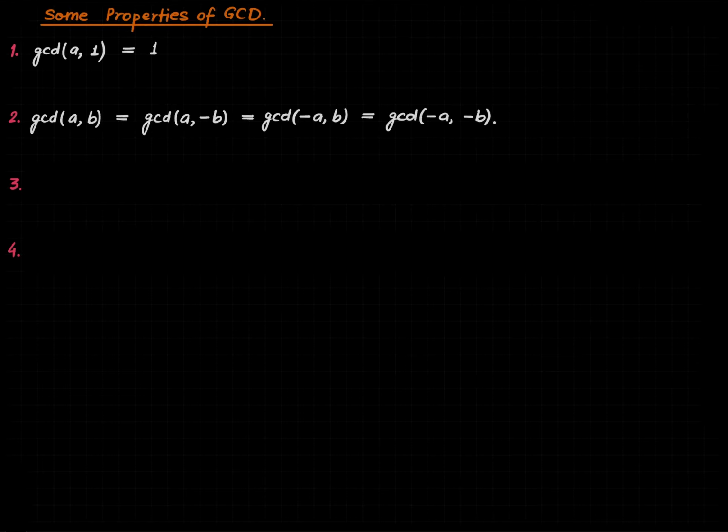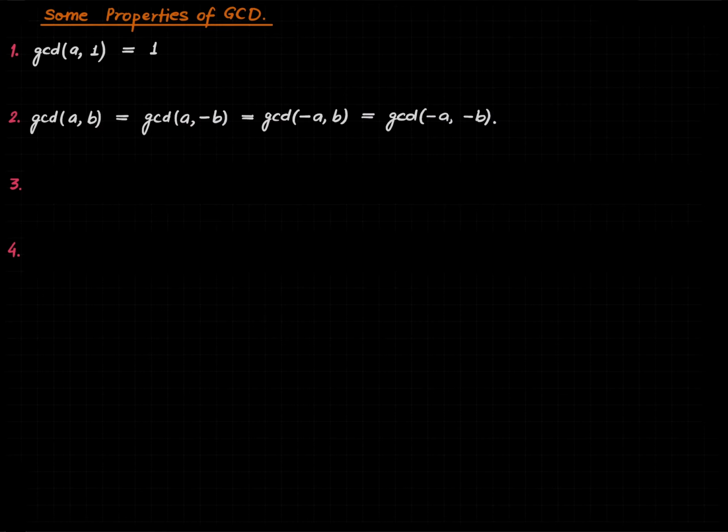The second property: you take two integers a and b, not both 0, then their GCD is the same even if you flip one sign or you flip both signs. Either you flip one sign or both signs or no signs, it's the same. The GCD is unaffected by changing signs.